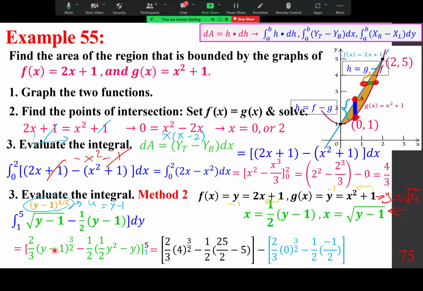When you plug in 1 here, this becomes 0. When you plug in 1 here, you get half of 1 minus 1, which is 1/2 minus 1, or negative 1/2. So this goes to 0, everybody.